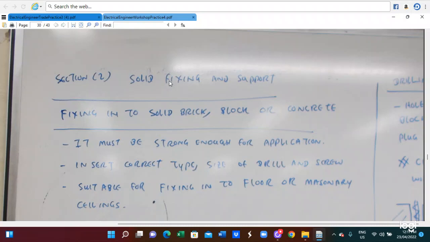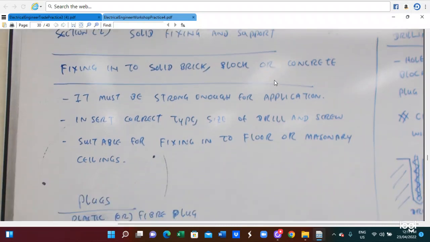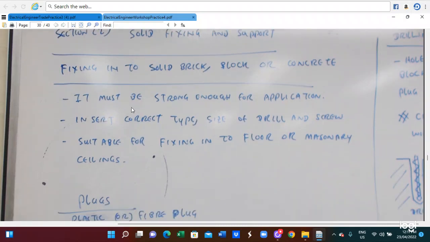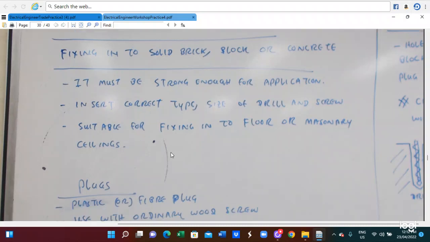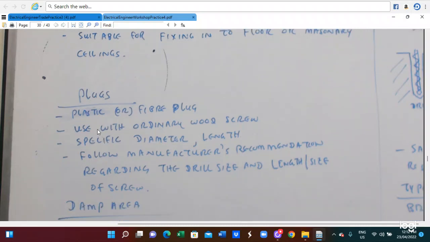So, fixing exposed systems to solid brick and concrete. When you fix, the fixing must be strong enough for the application, and you must insert the correct type and size of drill and screw suitable for fixing to the floor or masonry ceiling. So the plug must be plastic, or a fiber plug can be utilized.